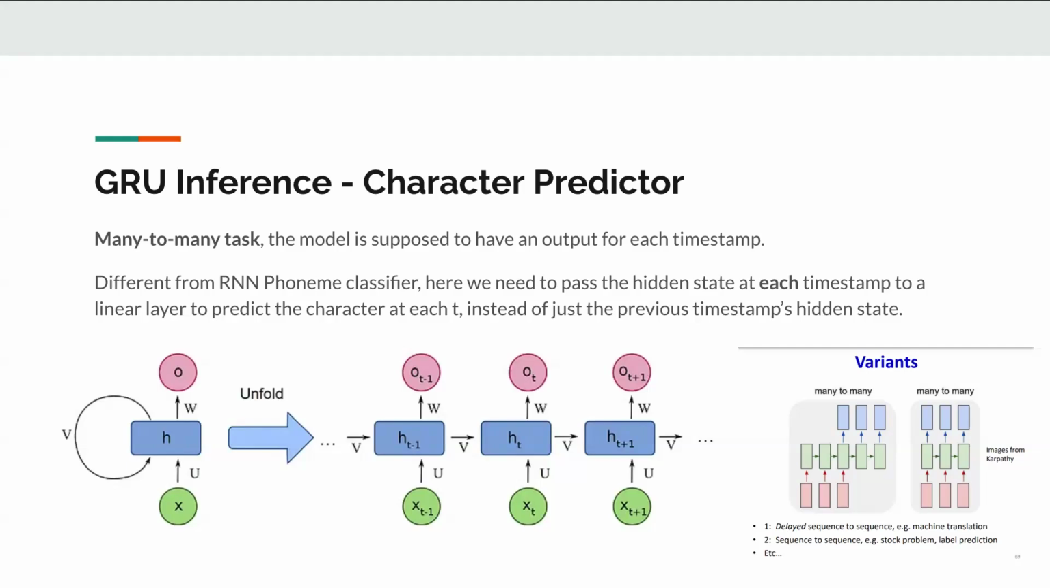So it's different from your RNN phoneme classifier, because your phoneme classifier was a many-to-one, so we only needed one linear layer. But here we need to pass the hidden state at each time step to a linear layer. You have a linear layer at each time step to predict a character at each t, instead of just the previous timestep's hidden states. So that is also something you're going to encounter in your homework one.